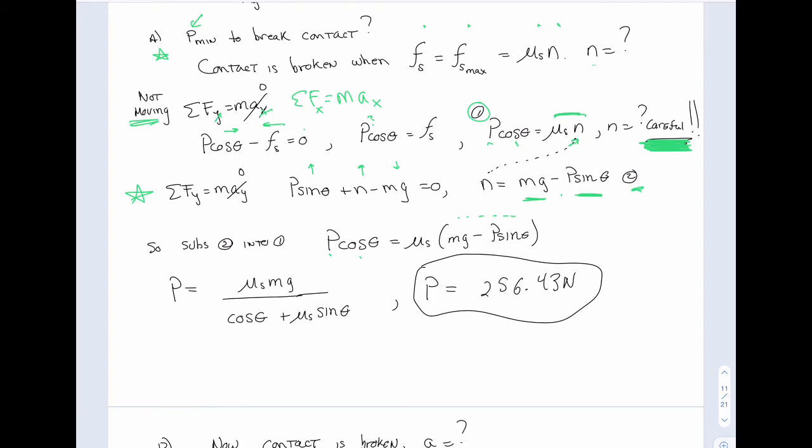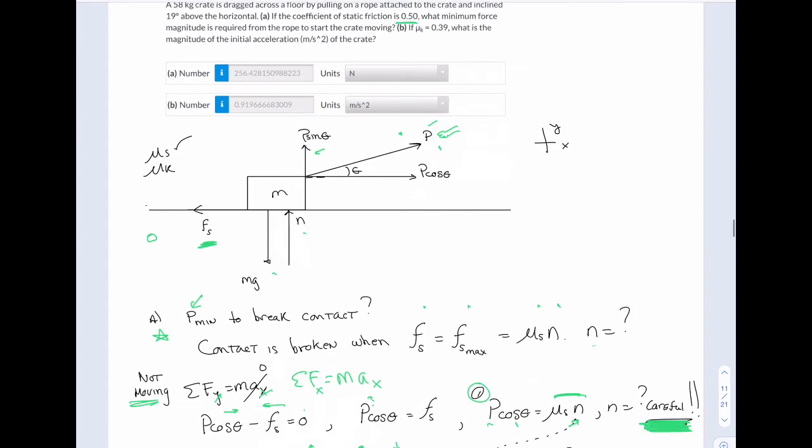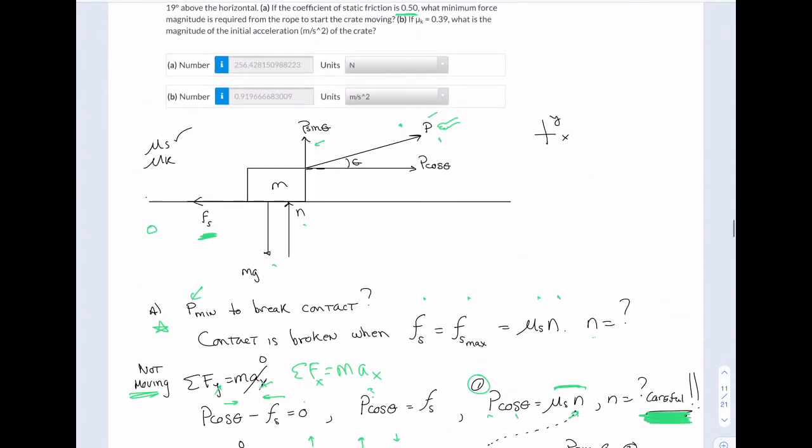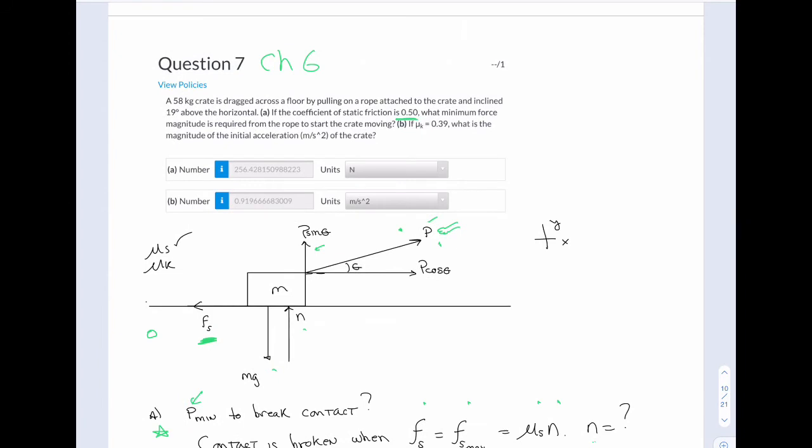I would take the mu sub S, P sine, bring it over to the left, factor out the letter P, and divide by this stuff. So just be careful of the algebra. That gives me the pulling force. This thing is 256. So if I start to pull on this thing, contact isn't broken until P reaches 256.